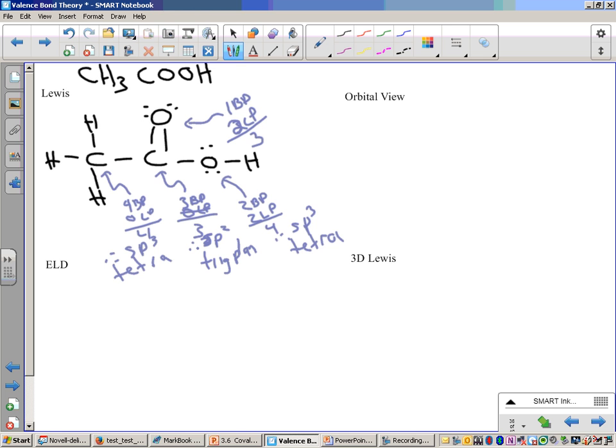And what's this guy? sp2, and what's its shape? Trig plan. Okay, that's exciting. I'm going to start with these trigonal planar ones in the middle for no reason. That means 3D Lewis, I've got a carbon, and I've got a double bond oxygen, and those are both trigonal planar, which means they're going to go off like that. Trigonal planar, trigonal planar.